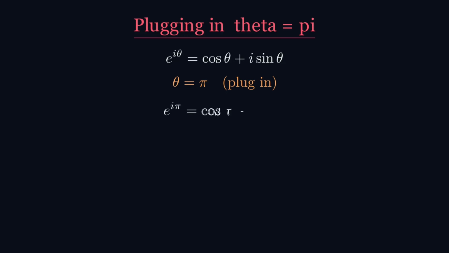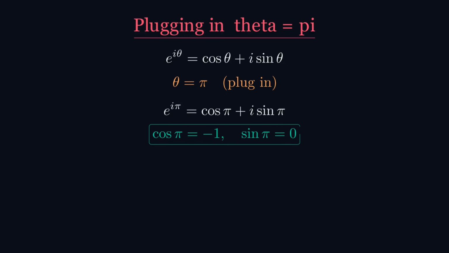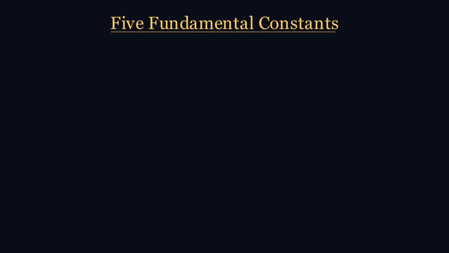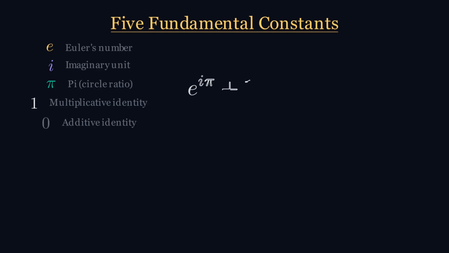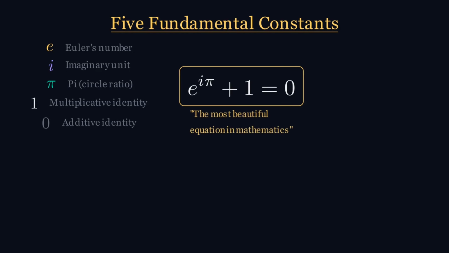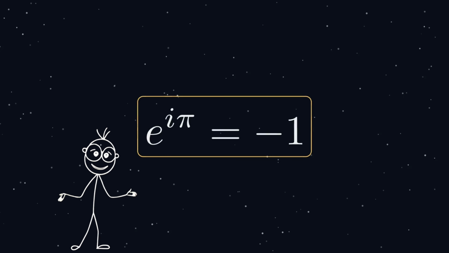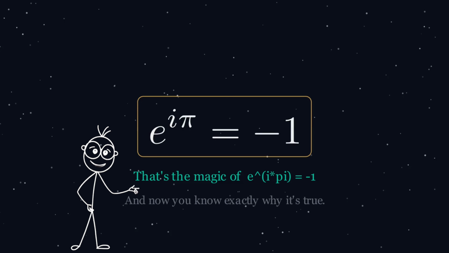That's it. So when you write e^(iπ) = -1, you're really saying that rotating by 180 degrees in the complex plane gives you exactly -1 on the real axis. This single equation connects five of the most important numbers in mathematics: e, i, pi, 1, and 0, if you rearrange it to e^(iπ) + 1 = 0. It's often called the most beautiful equation in math because it ties together exponentials, imaginary numbers, and trigonometry in one perfect line. And now you know exactly why it's true. That's the magic of e^(iπ) = -1.